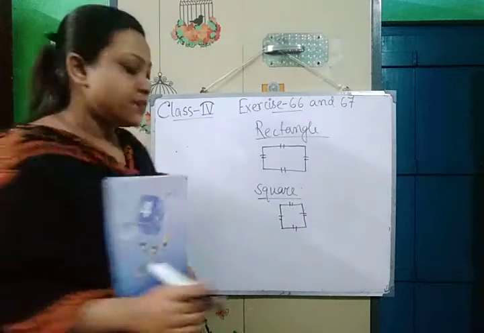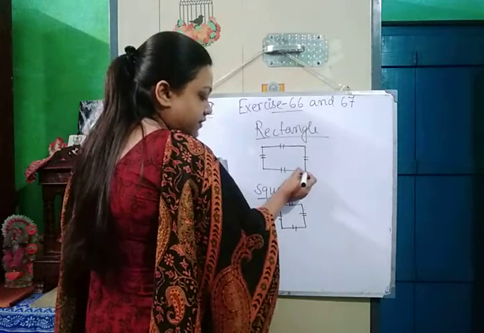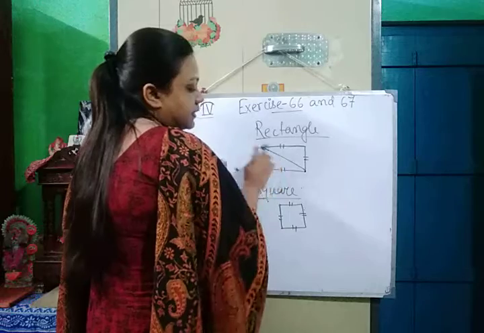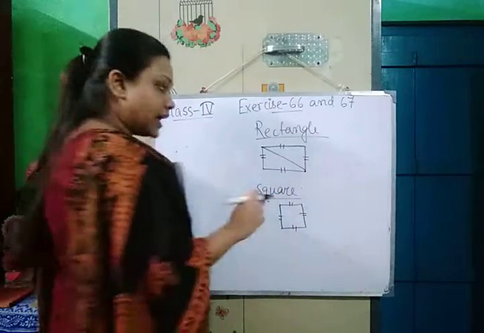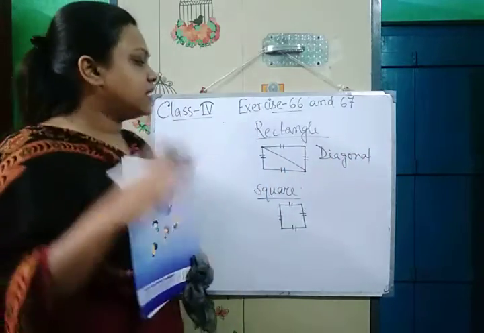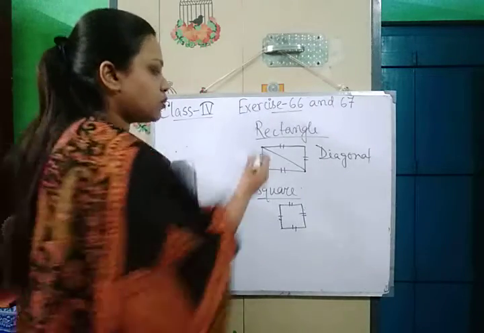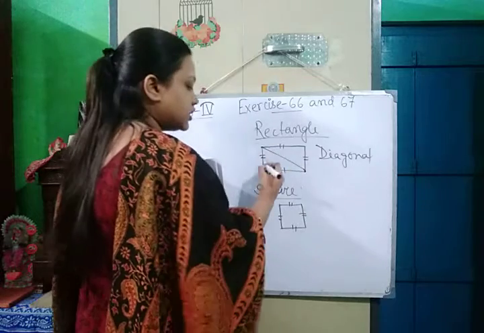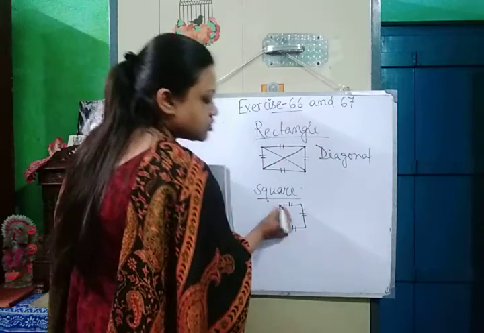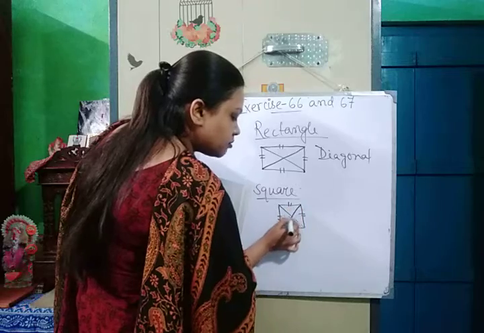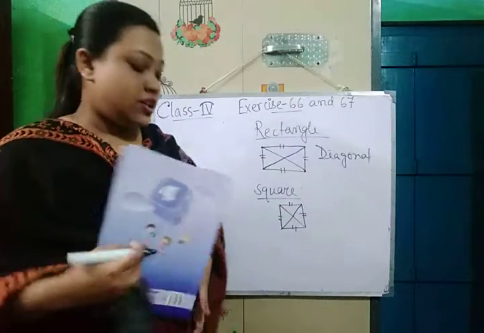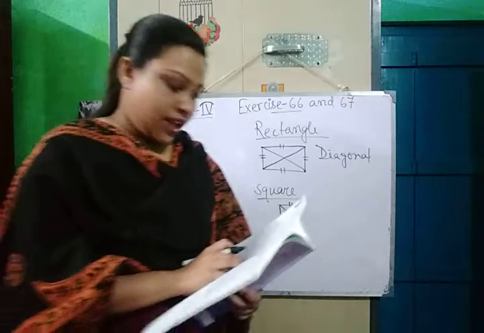Now you can see if we join these opposite vertices, this vertex and this vertex, if we join them, that is called a diagonal of the rectangle. Not only in case of rectangle, but in case of any polygon, you will get opposite vertices. If you join, you will get a diagonal. So here again we will get another diagonal. So two diagonals in a rectangle, and also we can get diagonals in the square by joining the opposite vertices. So these are the diagonals of the square. I hope you understood.